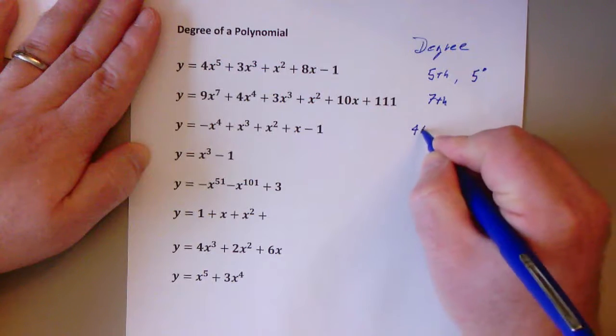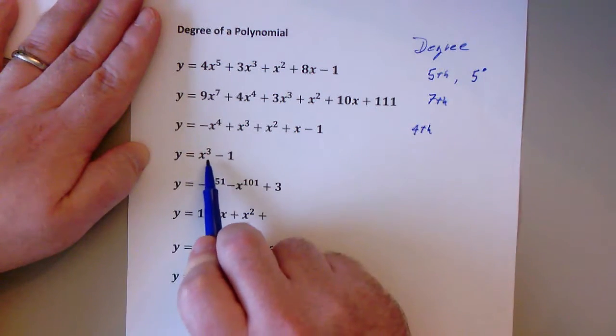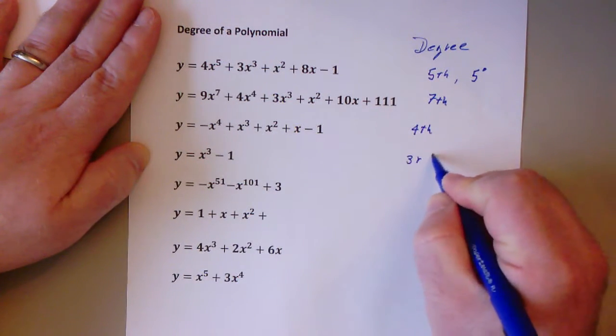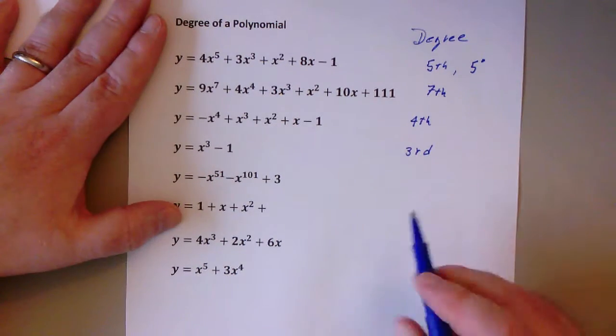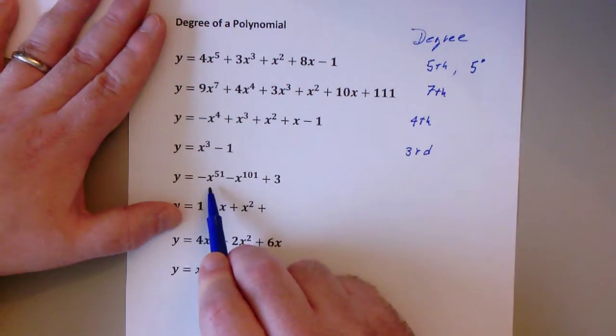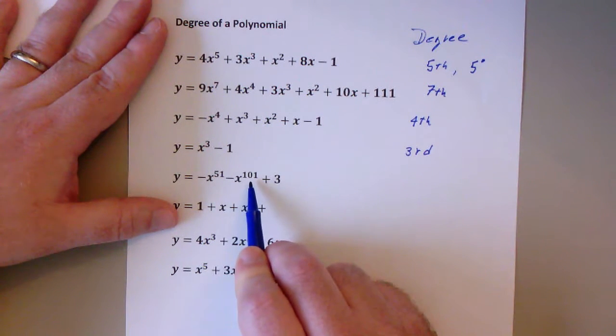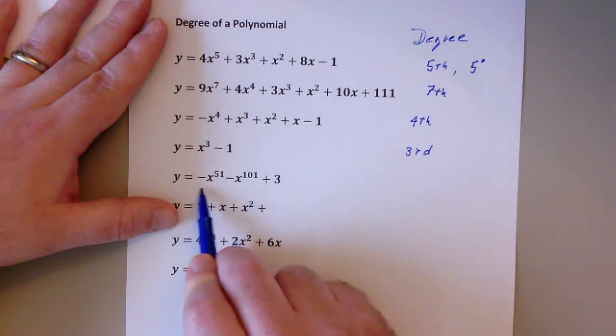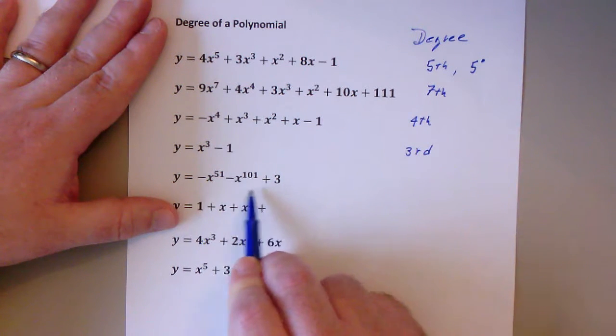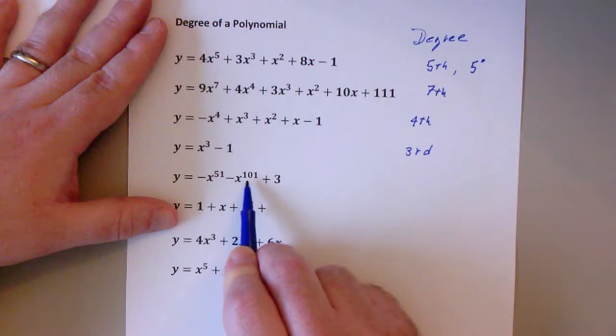Okay, x to the 3rd. 3rd degree. This one is tricky. This one starts with x to the 51st power. However, x to the 101st power has a higher degree. This equation is not in general form. It is of degree 101. So 101st degree.